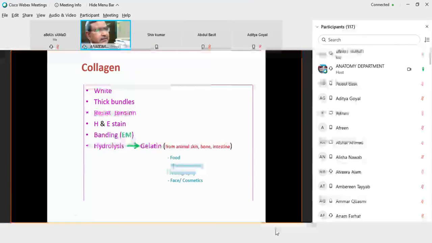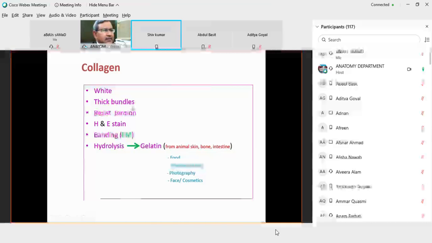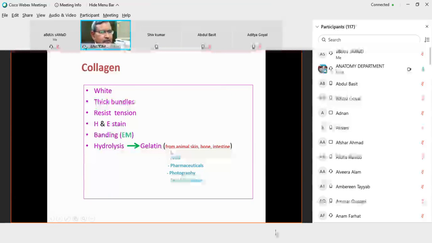Now, the collagen fiber, what is it used for? The features are they are white, they are thick bundle, and they resist tension. Means you cannot stretch them very easily. They are commonly stained with hematoxylin and eosin. They can be seen under the light microscope. The banding is only seen in the electron microscope and also the AFM. And on hydrolysis, they give gelatin. Gelatin is produced from the animal skin, the bone and intestine. And as you know, the gelatin is used for multiple purposes, for example, food, pharmaceutics, photography, and cosmetics.